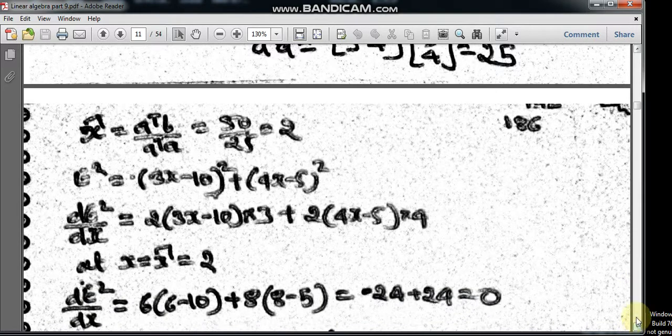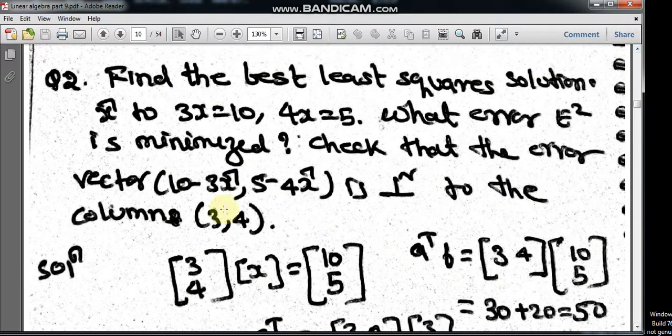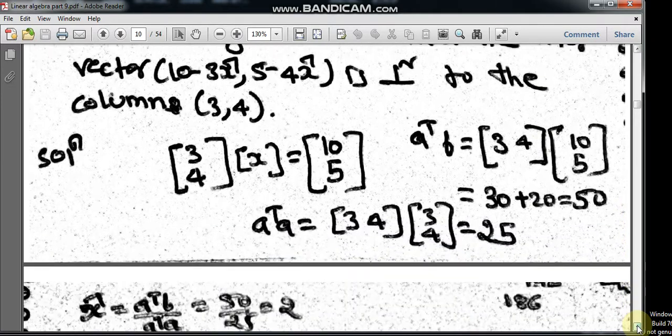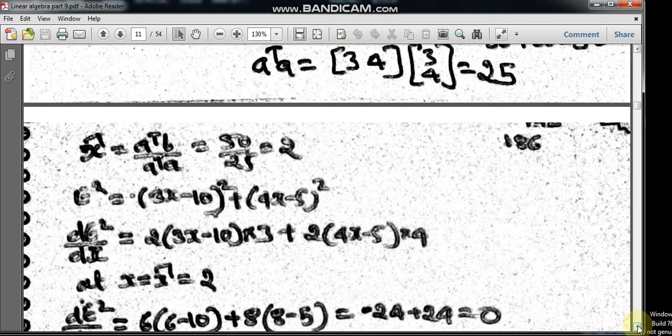And what is E square? E square is the norm of B minus A x cap squared. So here the error you have to find out is 10 minus A x cap. So A x cap should be the nearest values to B. B minus B cap, it is a similar type, B minus B cap squared. So that is becoming 3x minus 10 squared, plus 4x minus 5 squared, or you can say 10 minus 3x.